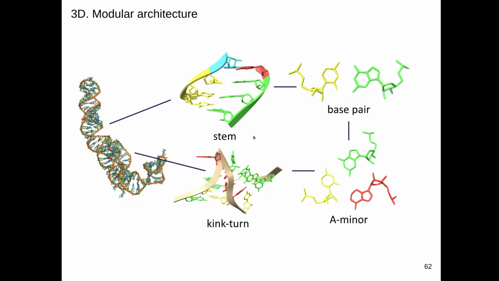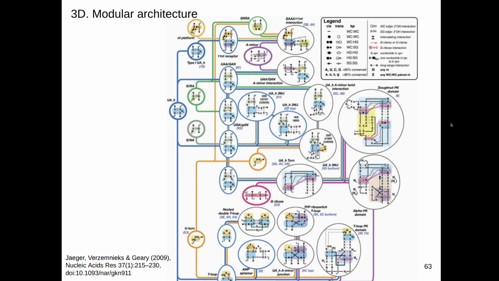This is the reason why the structural context is very important, because once you change the structural context, then you change the modules. It may result in dramatic consequences. This is a diagram from a paper I like, which is a much more comprehensive overview of this concept of modular architecture. Here is the network of different submotifs and how they form larger motifs.